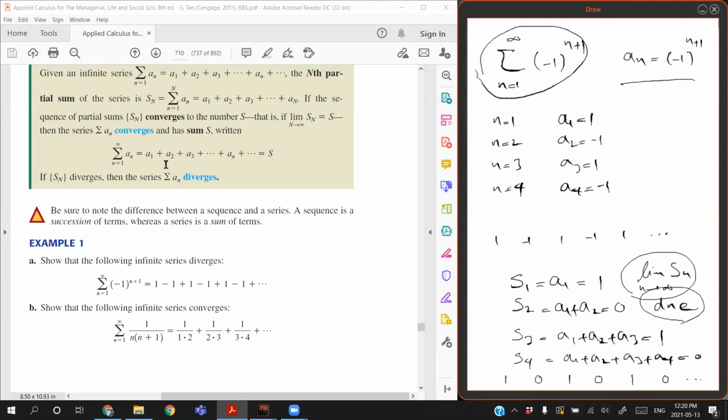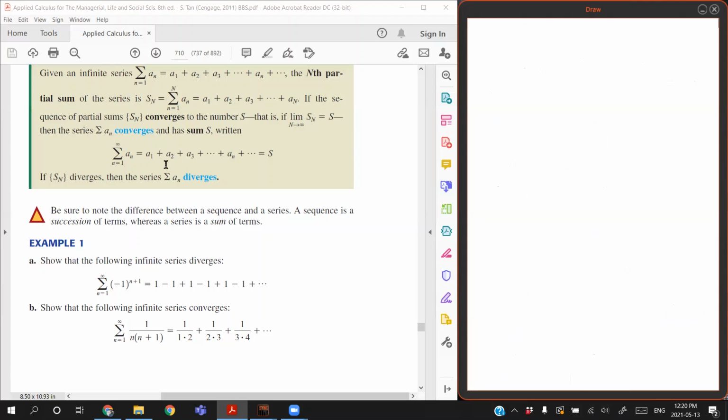Okay, so let's take a look at the next example. Show that the following infinite series converges. So we have sigma n from 1 to infinity of 1 over n times n plus 1. So this series is defined based on this sequence, 1 over n times n plus 1, where n starts at 1 and goes to infinity.